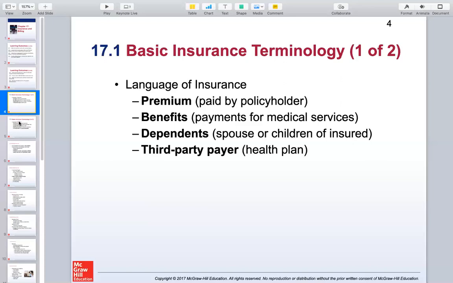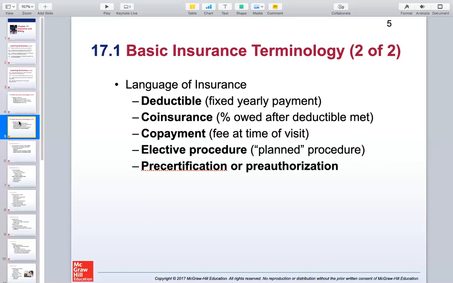And those again are your health plans. More insurance terminology would be deductibles, and this is just a fixed yearly payment. This is just a fixed dollar amount that has to be paid by the insured or the subscriber for any charges of hospital visits, imaging, laboratory, doctor visits. It has to be paid to a certain amount, and then once that's paid, then the insured is covered at usually 100%.